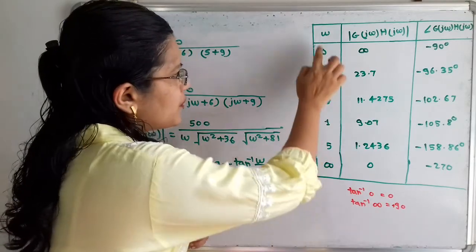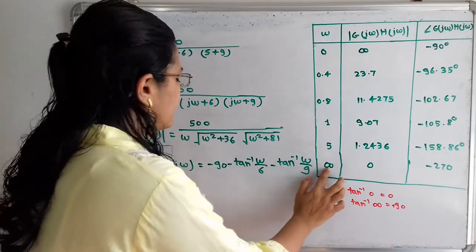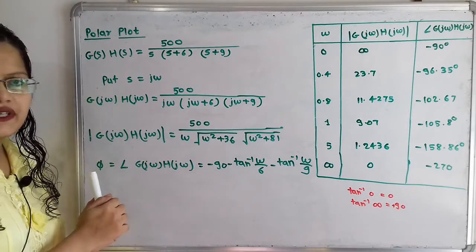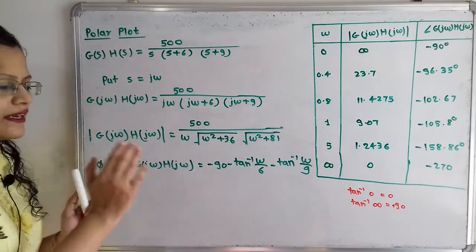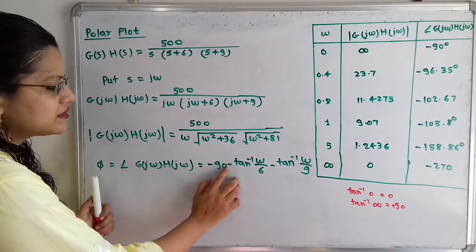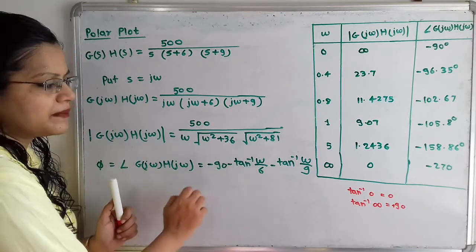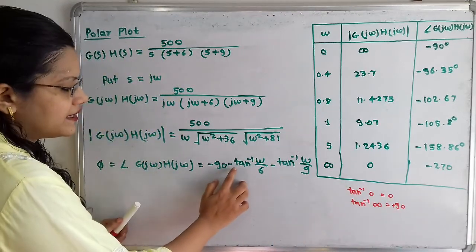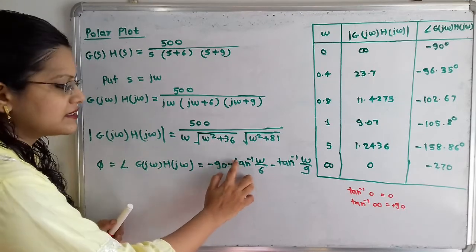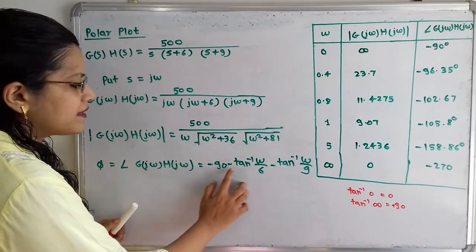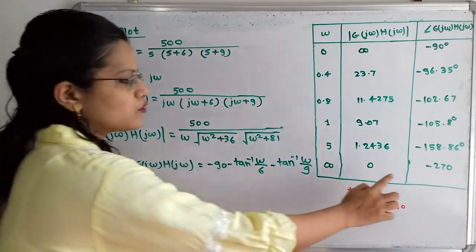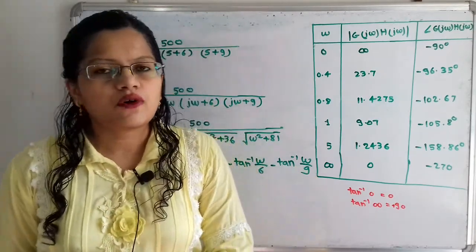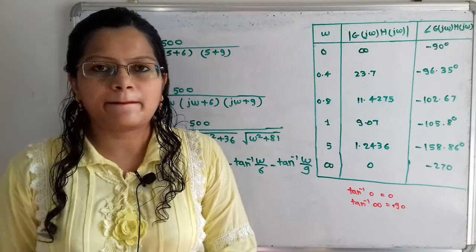When we put omega equal to infinity, the magnitude is 500 divided by infinity, which is equal to 0. And the phase angle phi is minus 90 minus tan inverse of infinity by 6. Tan inverse of infinity is plus 90. Here, minus 90 minus, and since the minus sign is already there, this value is plus 90. So minus 90 minus 90 minus 90 is equal to minus 270 degree. We will refer to this table and draw the polar plot on the graph paper.